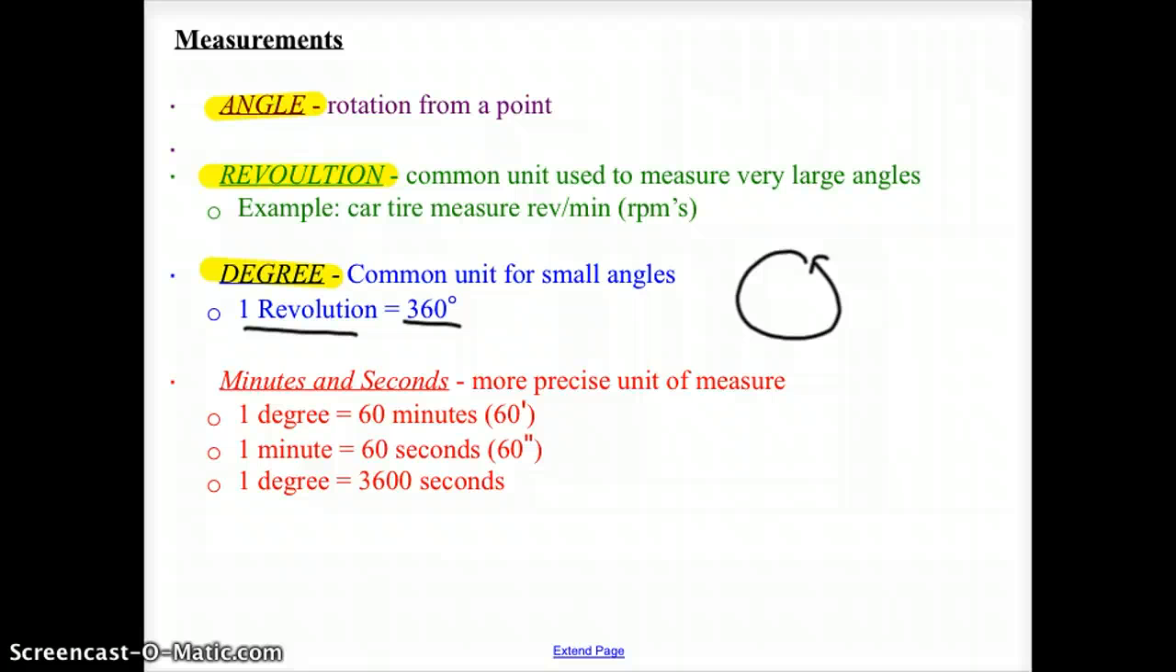And then we can get more specific. We can then start talking about minutes and seconds. 1 degree is equal to 60 minutes, and you can convert minutes to seconds. 1 minute is equal to 60 seconds. Therefore, if you take 60 times 60, you get 1 degree is equal to 3,600 seconds.